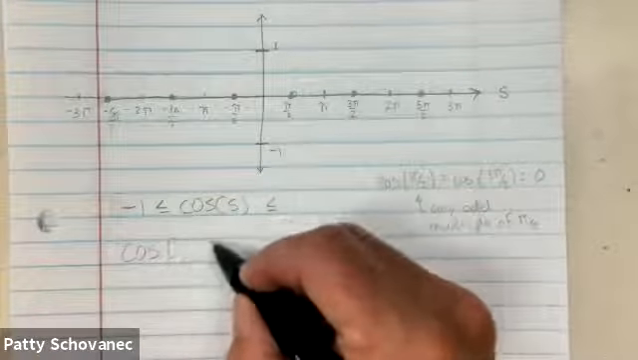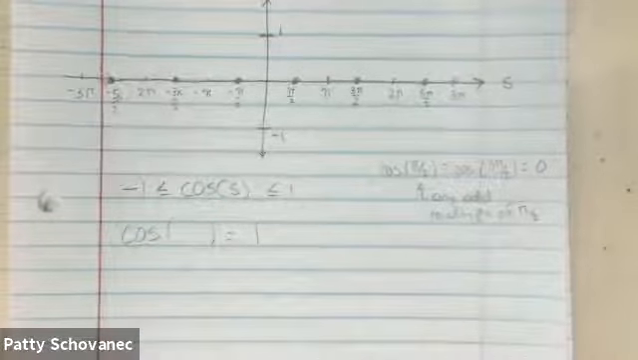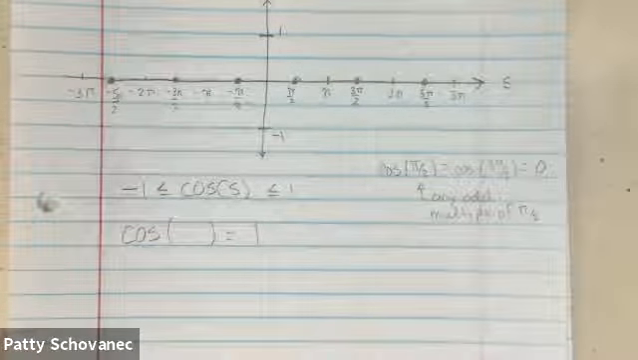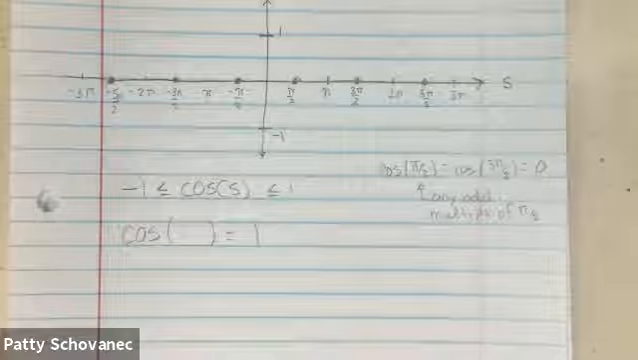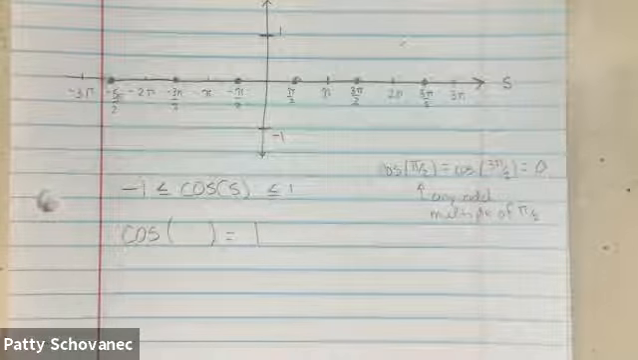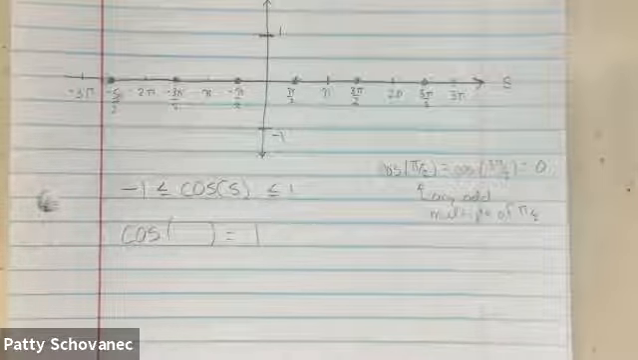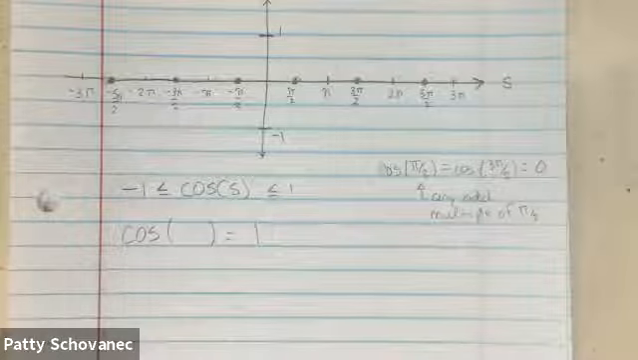Cosine of what number is going to be 1? Cosine represents the x-axis on the unit circle. Cosine of 0 is 1. Cosine of 2 pi is 1. Cosine of 4 pi is 1. Every even multiple of pi, cosine of that even multiple of pi is 1. Every odd multiple of pi, cosine will be -1.